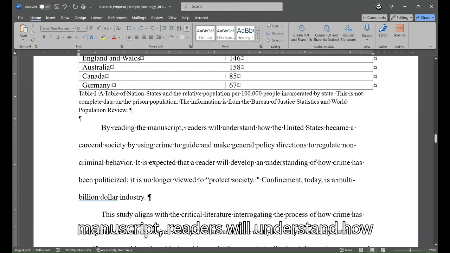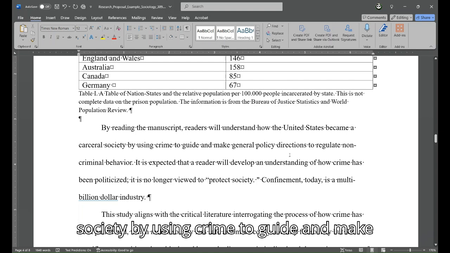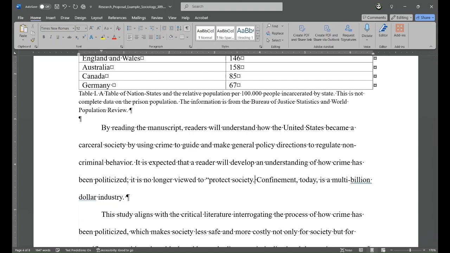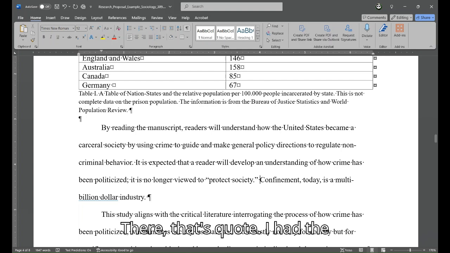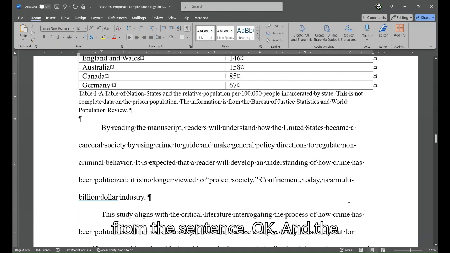By reading the manuscript, readers will understand how the United States became a carceral society by using crime to guide and make general policy directions to regulate non criminal behavior. It is expected that a reader will develop an understanding of how crime has been politicized. It is no longer viewed to protect society. Confinement, sorry, that's the quote. Had the quotation mark separated too far from the sentence. Okay. And then confinement today is a multi-billion-dollar industry, right?